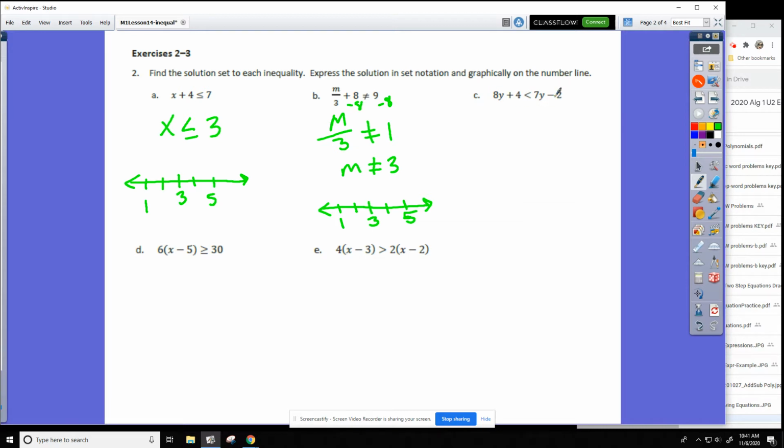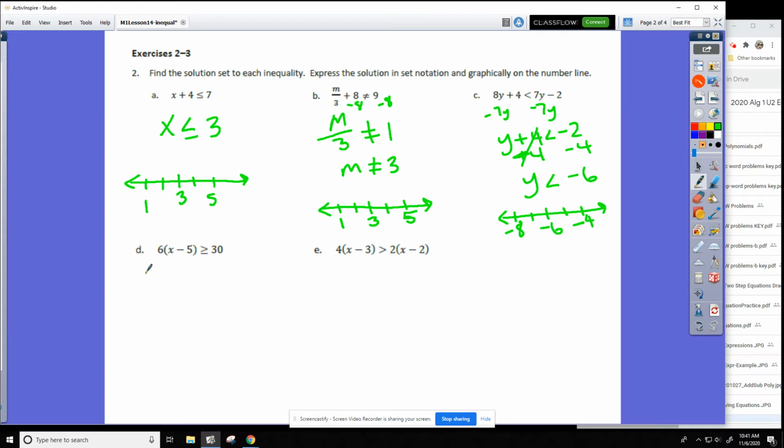This one is variables on both sides. If I subtract the 7y, I get y plus 4 less than negative 2. Now if I subtract 4, those cancel. I get y less than negative 6. My focus is going to be negative 6. I'm going to go up, so negative 5, negative 4. I'm going to go down, negative 7, negative 8.